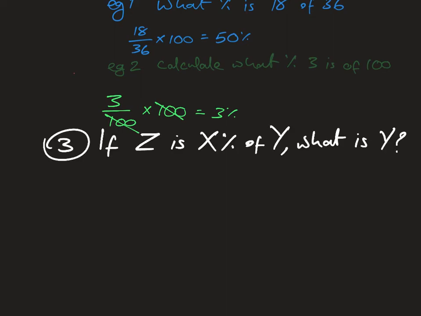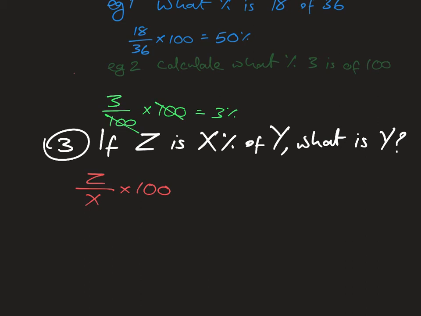The third type of question involves you trying to work out if z is x% of y, what is y? Let me show what I mean. And the way we work it out is we take z, we divide it by x, then we multiply it by 100. I'll show you a bit more what I mean.